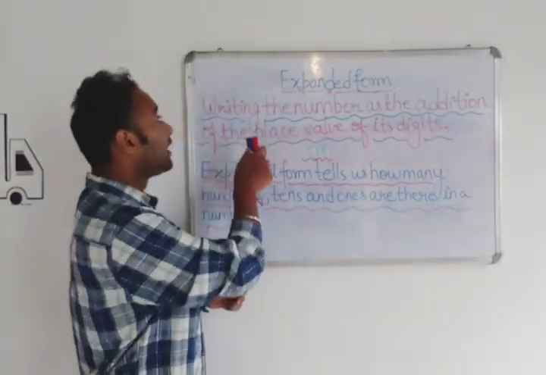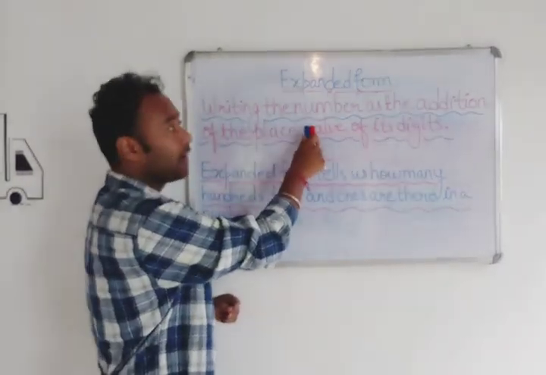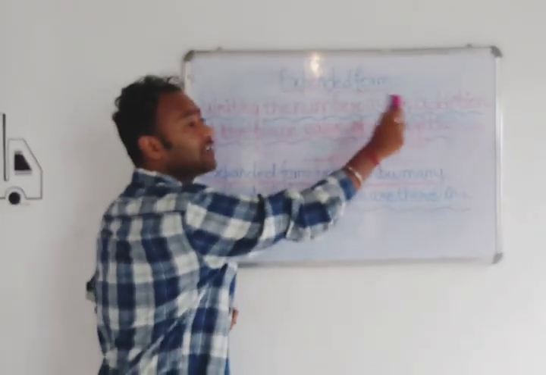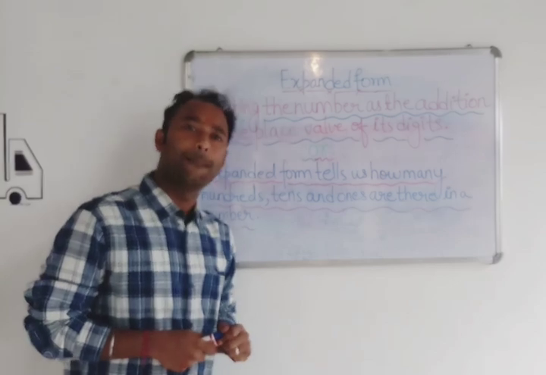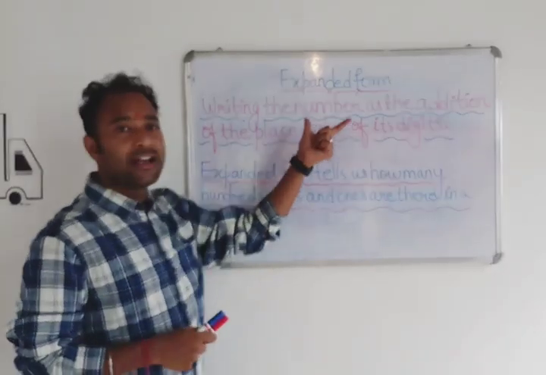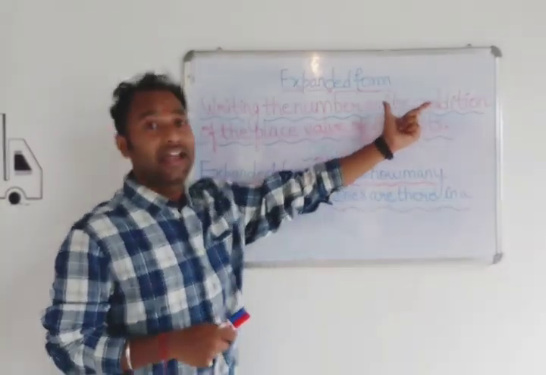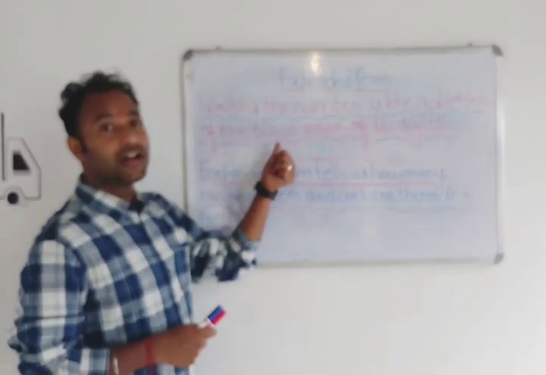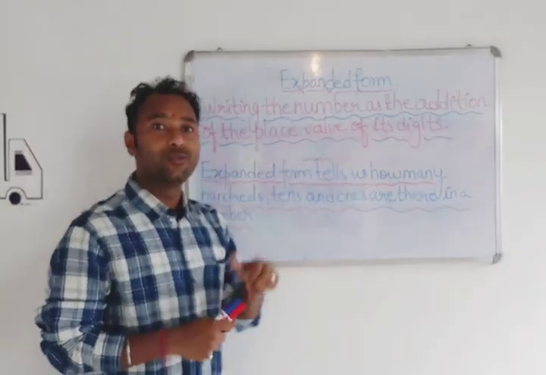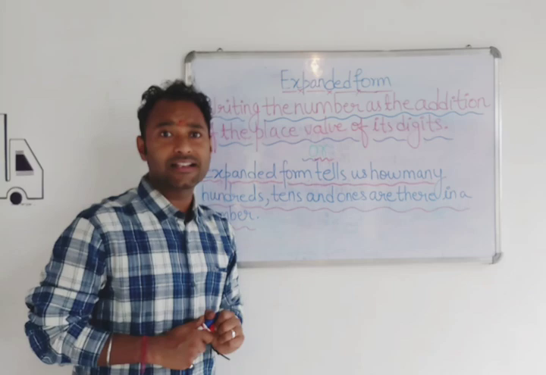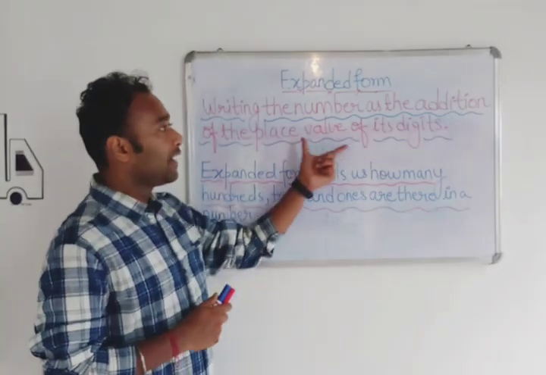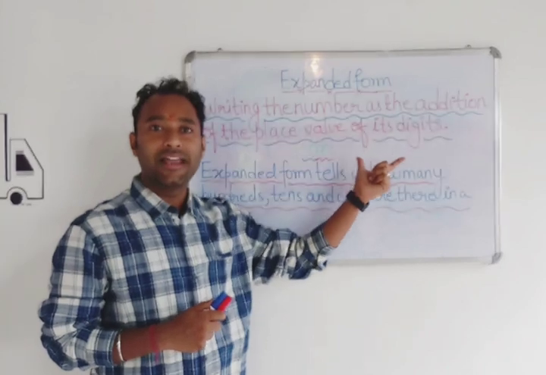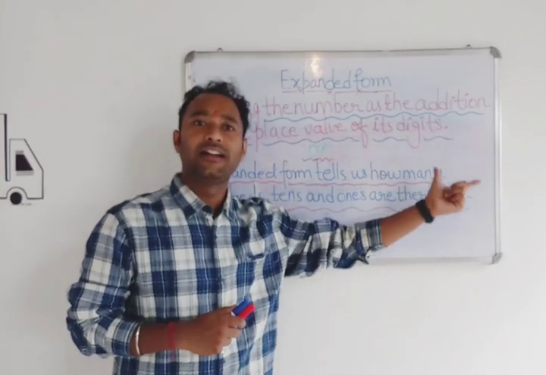Expanded form is writing the number as an addition. Understood, students? Addition means that you have to plus. Writing the number as the addition of the place values. Students, we have already discussed place value. So now, whenever we add the place values of the digits.